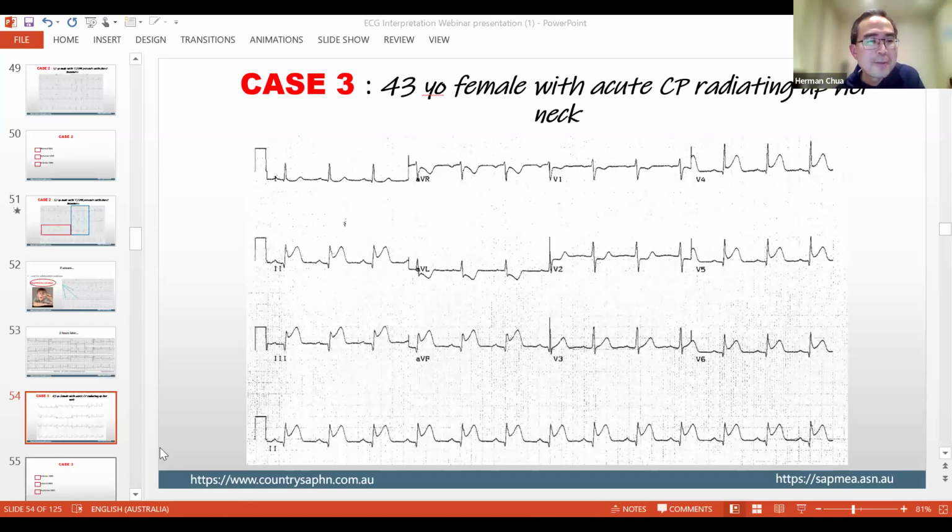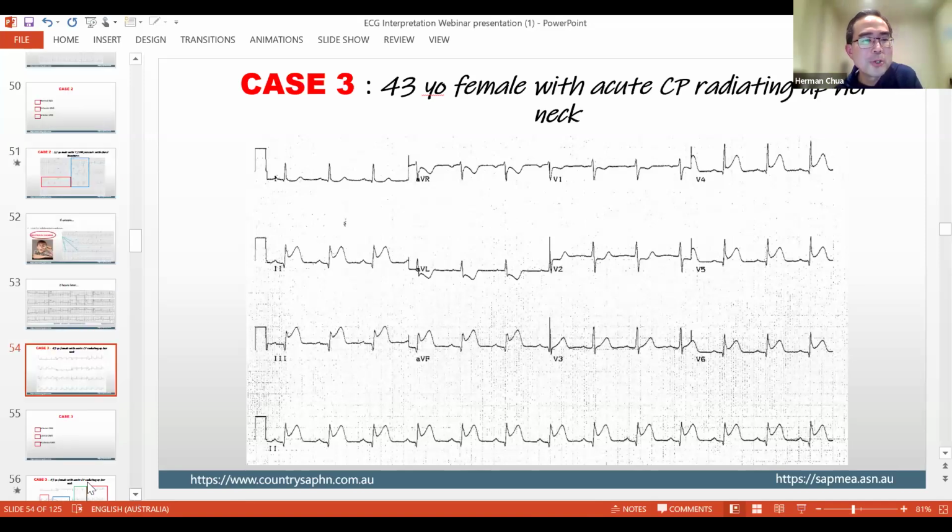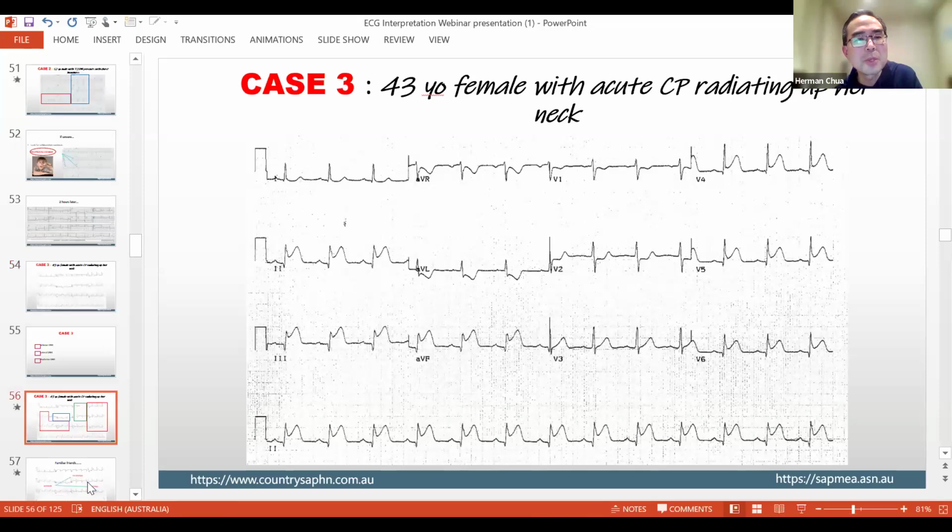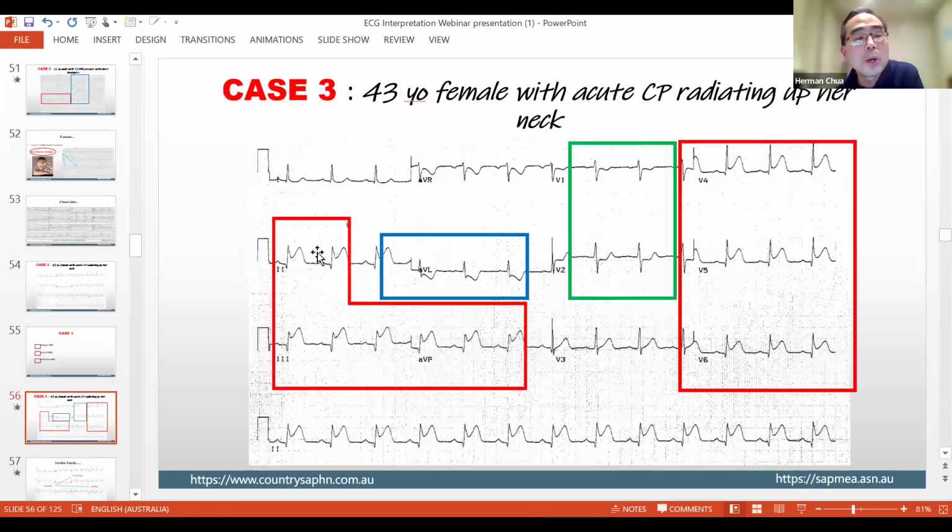So let's talk about this. I don't need to talk about the inferior because people recognize the inferior. Basically inferior, what leads are they? Leads 2, 3, and AVF. Easy to recognize, so ST elevation in those leads. And how do I know they are real? Well, there is reciprocal change in AVL, in association with elevation in the inferior leads. Bang, you got the diagnosis inferior there.